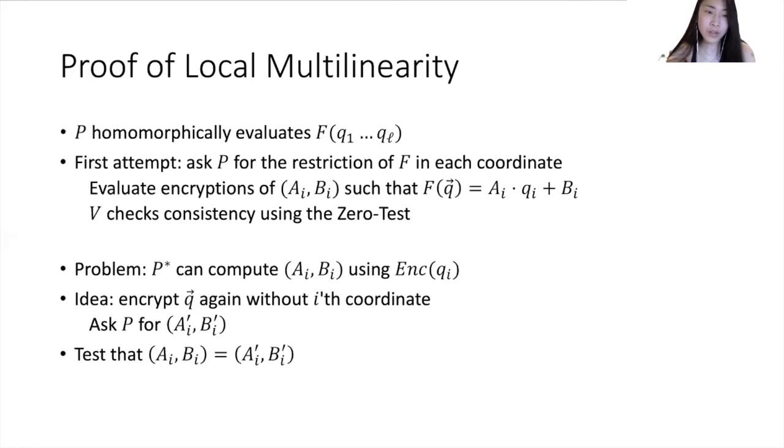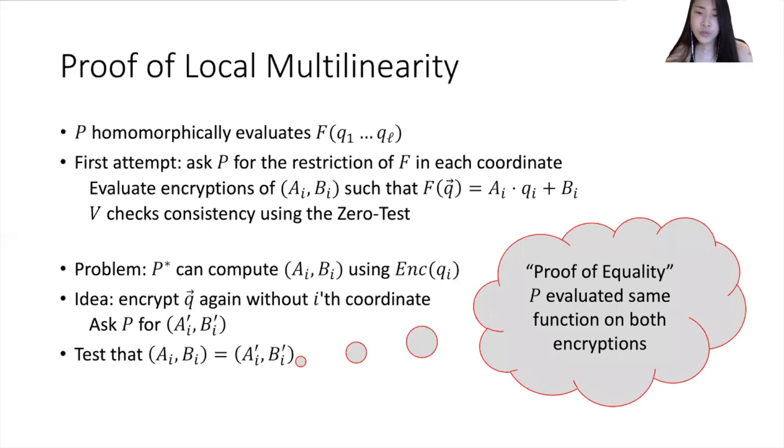And so our idea is to encrypt the query again, but without the ith coordinate, and to ask the prover for the restriction in the ith coordinate. And so now we'll have the guarantee that the second restriction is computed independently of q sub i. And so all we have to do is test that this restriction agrees with the original restriction.